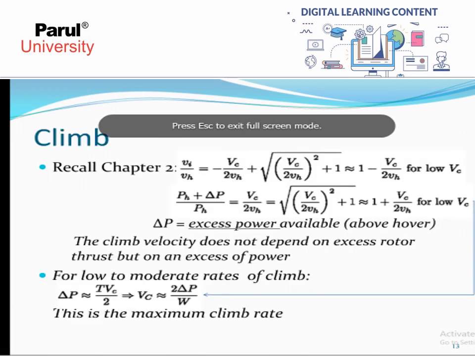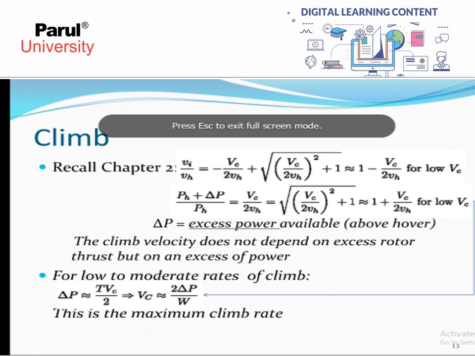For the climb, recall chapter 2, the velocity ratio Vi by Vh is equal to minus Vc by 2 Vh plus square root of (Vc by 2 Vh) whole square plus 1, approximately equal to 1 minus Vc by 2 Vh for low Vc. And (Ph plus delta P) by Ph is equal to Vc by 2 Vh plus square root of (Vc by 2 Vh) whole square plus 1, approximately equal to 1 plus Vc by 2 Vh for low Vc. Delta P is the excess power available above hover.